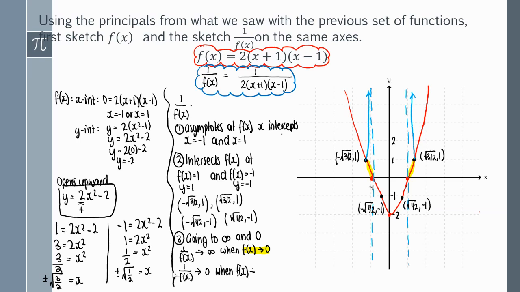The reciprocal function always goes towards 0 when f of x tends to go towards infinity. So any x value greater than root 3 on 2, my reciprocal will go down towards the x-axis but not cross. And anywhere less than minus root 3 on 2, my reciprocal function will go down towards the x-axis but stay on the same side as my original function. The same applies with the negatives.